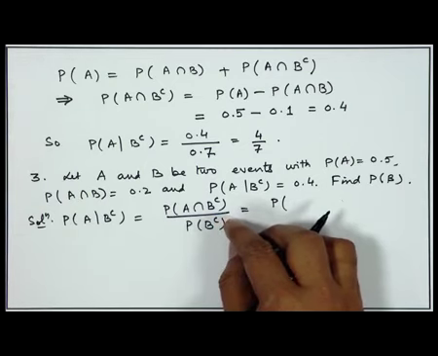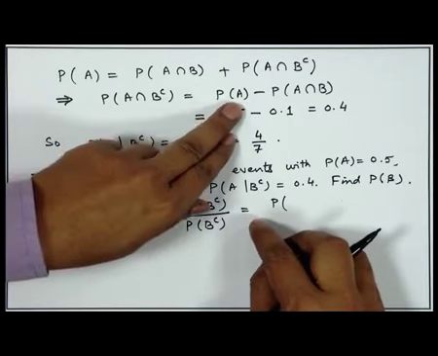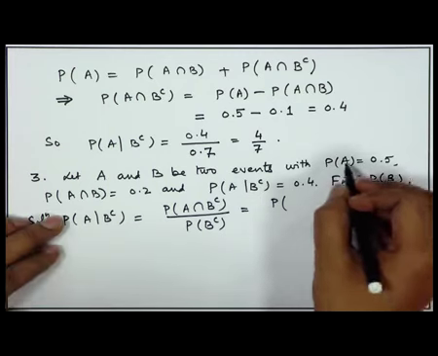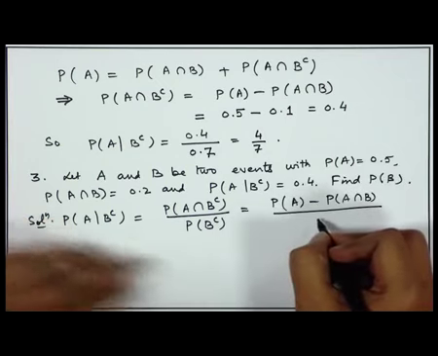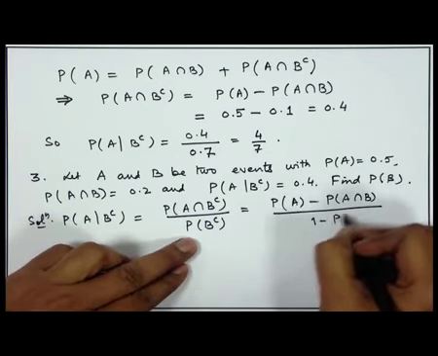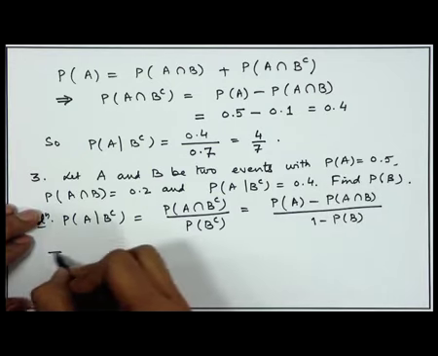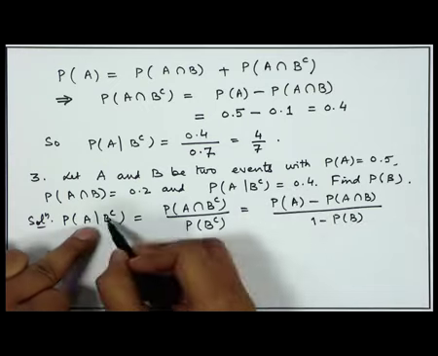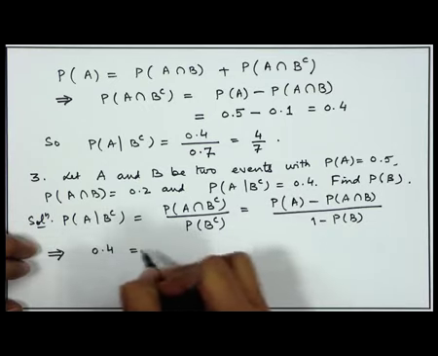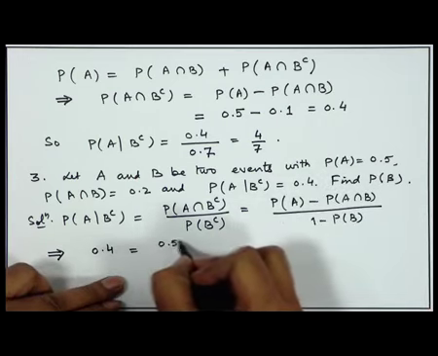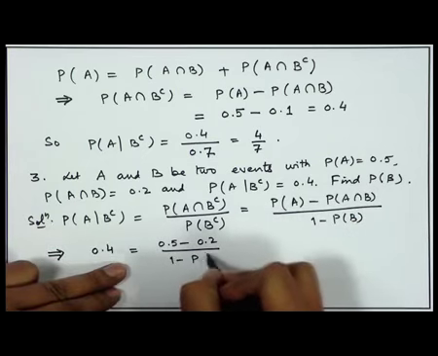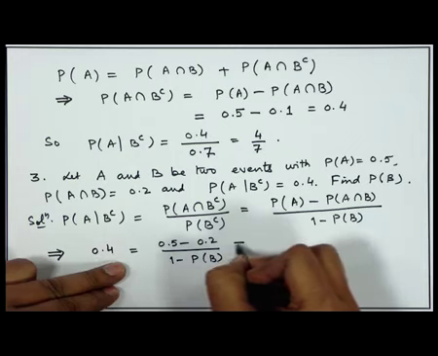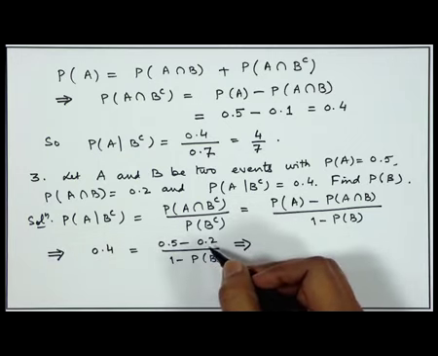We have just now seen that the probability of A intersection B complement is nothing but probability A minus probability of A intersection B. These values are given to us, we will utilize them, and probability of B complement is 1 minus probability of B. So, this equation then becomes 0.4 is equal to probability A, which is 0.5, minus 0.2, that is probability of A intersection B, divided by 1 minus probability of B. This is a very simple equation and we can easily solve it.